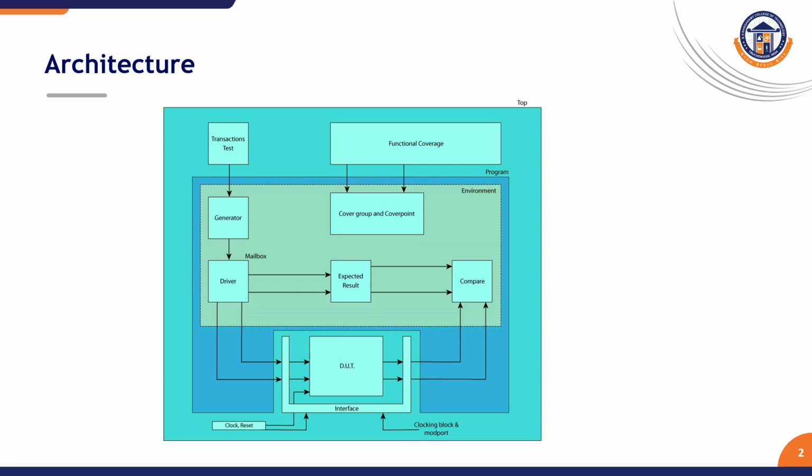So what is the scoreboard? The scoreboard is where the comparison takes place. Expected data and actual data are compared here. So when you look at the scoreboard here, it is connected with the input agent and the output agent.